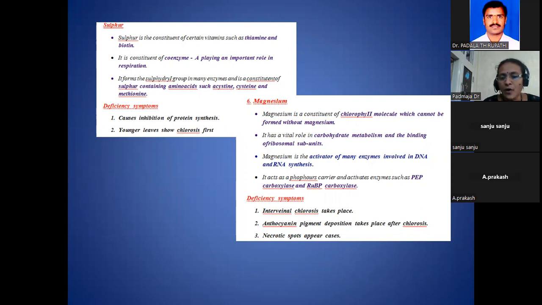And there is a formation of anthocyanin pigments and chlorosis taking place. That means the destruction of the chlorophyll molecule takes place. Necrotic spots mean the cells are becoming dead. This type of spots is seen on the leaves due to these deficiency symptoms. At first they thought it might be due to some viral or bacterial disease, but this is the deficiency of minerals.